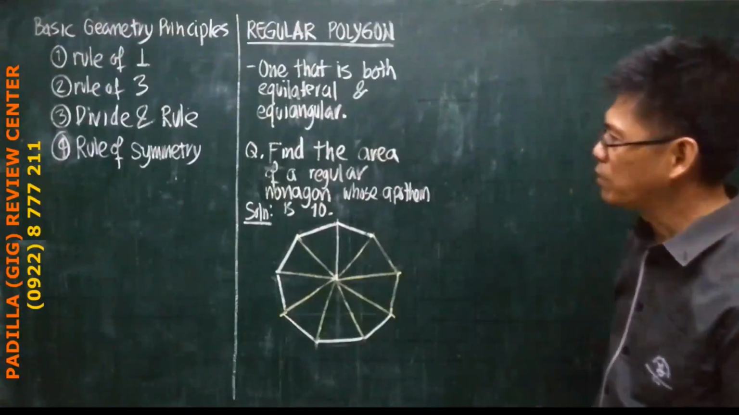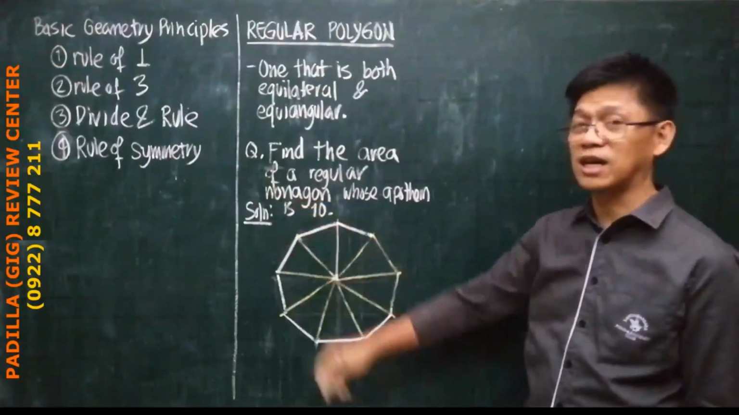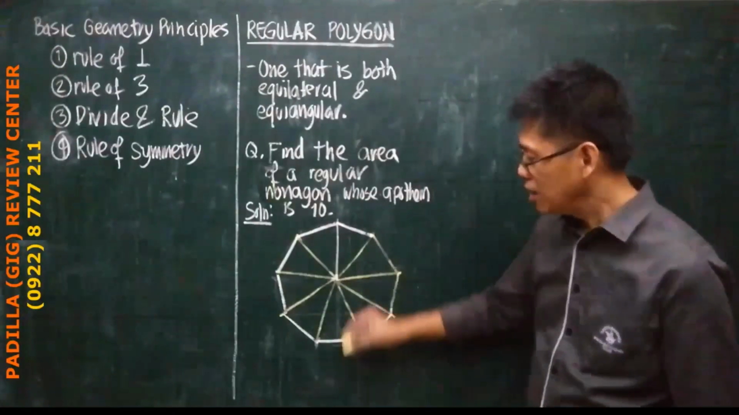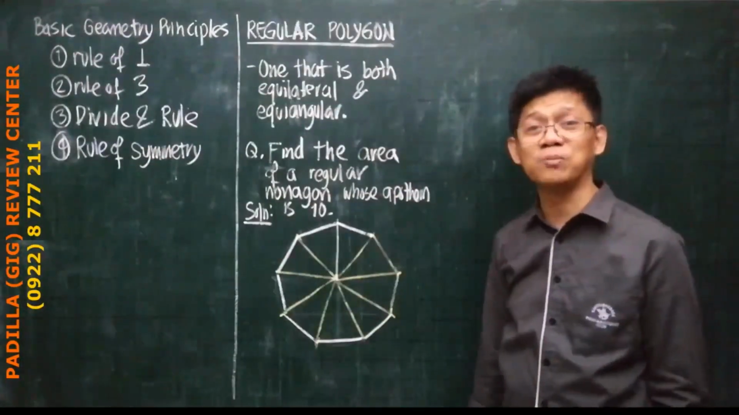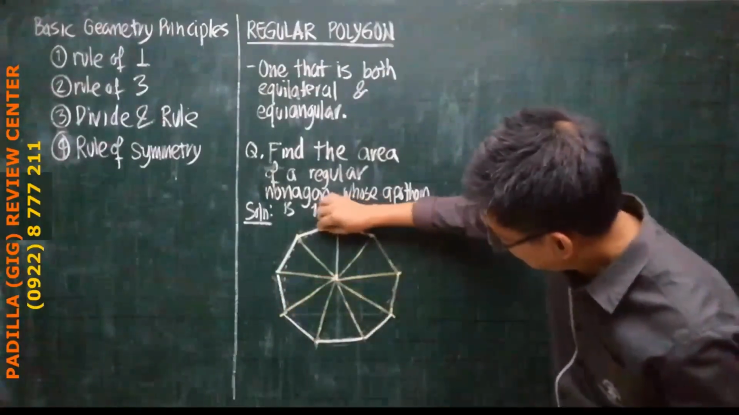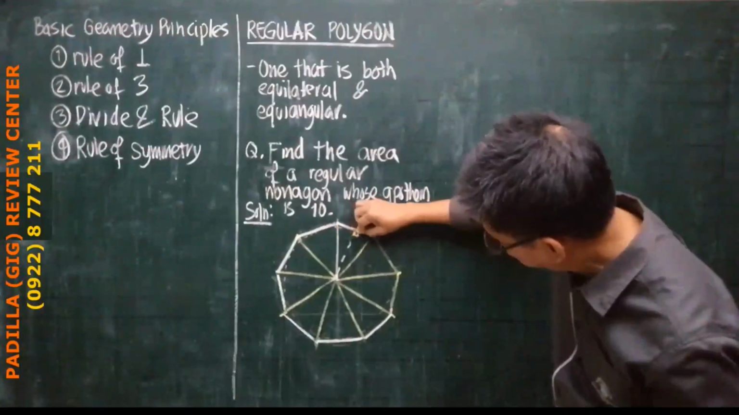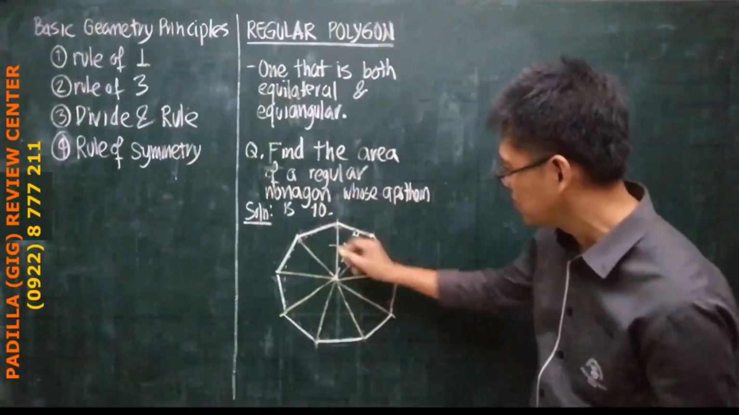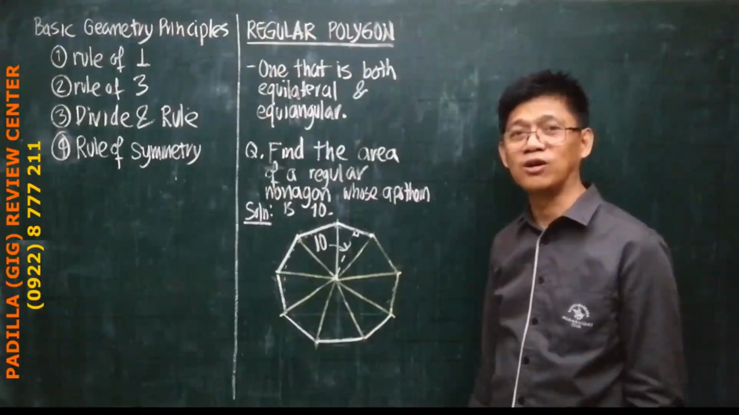Now, let us try to have a problem here. Find the area of a regular nonagon, a 9-sided polygon, whose apothem is 10. What is an apothem? If you will draw a circle inside the polygon, the radius of that circle is the apothem. So, ibig sabihin, kung nag-drawing ako ng circle dito, and I draw the radius, ang radius na circle na yan, eto, perpendicular to the side. So, yung apothem daw, this one is 10. Hinahanap sa atin yung area ng nonagon.